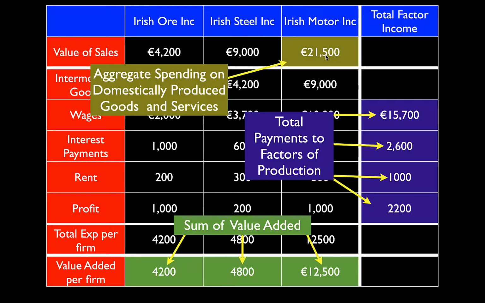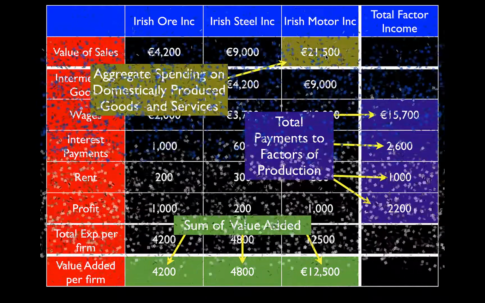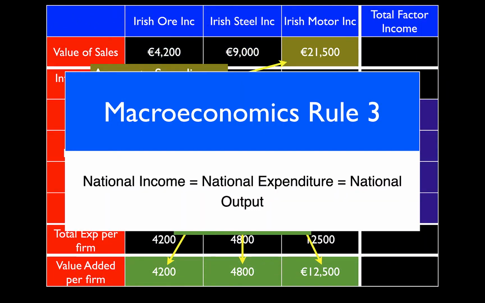Now, that may have confused you. You can ignore the last slide, but the only thing that I want you to know is macroeconomics rule number 3: national income equals national expenditure equals national output. Now we have 3 different ways of calculating national income. Always, always, always remember, we only care about output, because the greater that output is, the more we can consume.